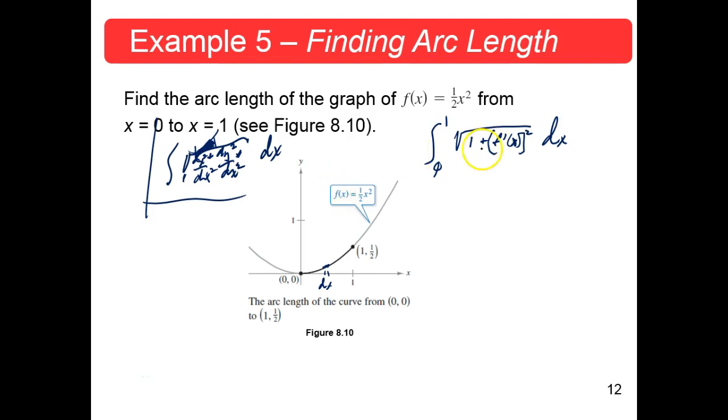What is our f here? So f prime would be what? X. And f prime squared would be pretty easy. X squared. So what we have here is the integral from 0 to 1 of the square root of 1 plus x squared dx.